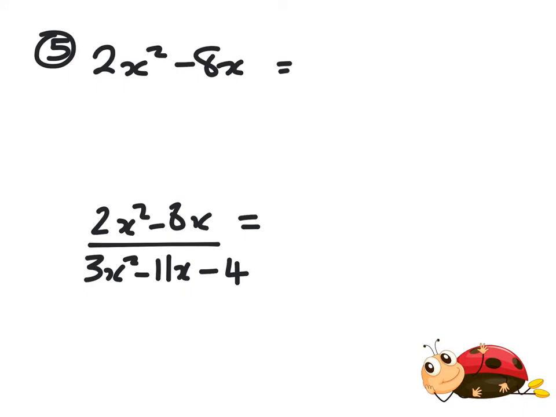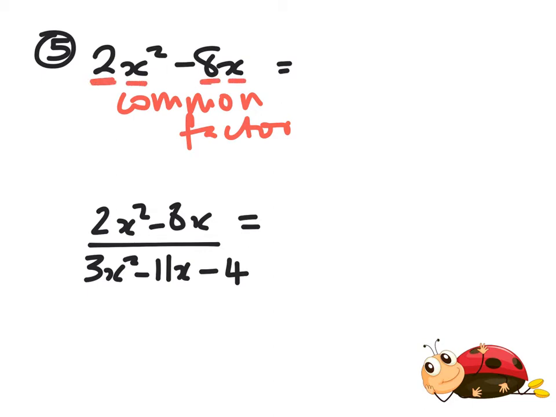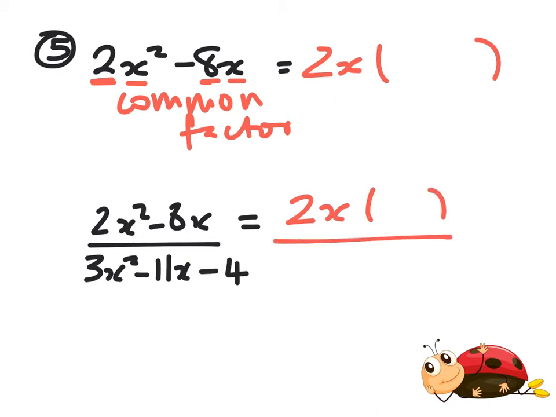Question 5, again, factorising, so as before, common factor. So the common factor, 2 goes into 2 and 8, there's an x on both parts, so I'm going to put 2x on the outside, you work out what goes on the inside. And then the subsequent part of that question is you put whatever answer you got for the first part on the top, and then you need to factorise the bottom.